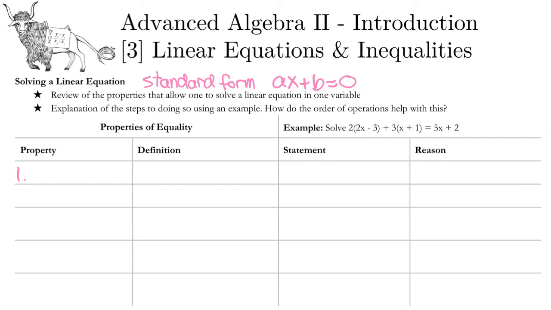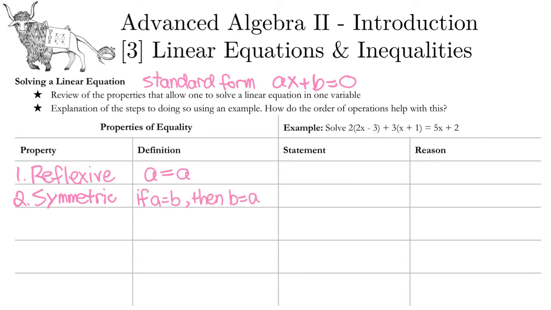The first one is called reflexive, which means A is equal to A. The second one is called the symmetric property, which goes like this. If A is equal to B, then B is equal to A. The third property is called transitive, and the definition is this. If A equals B and B equals C, then A equals C. I remember this one by thinking that A is transporting to C through B. Kind of weird, I know.